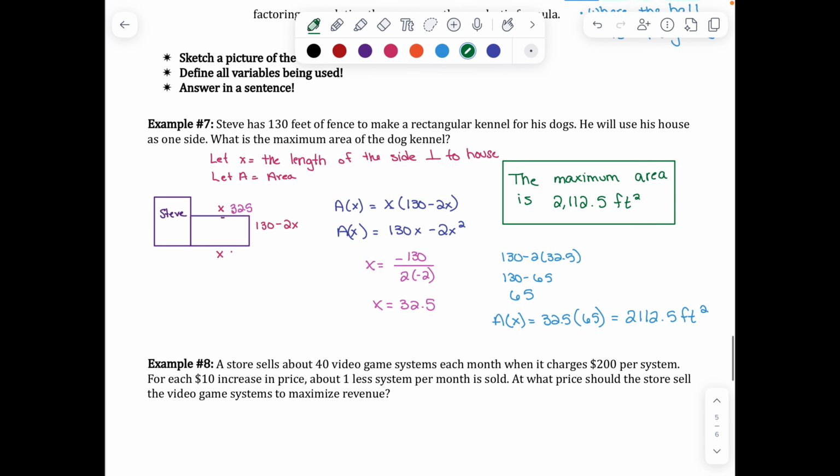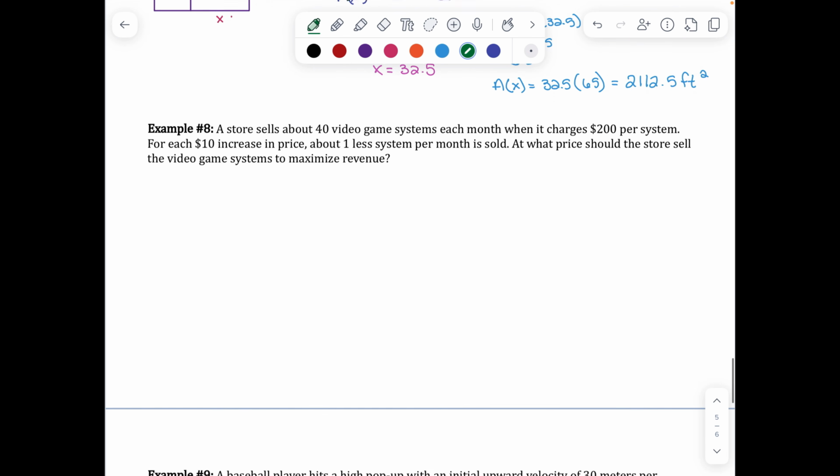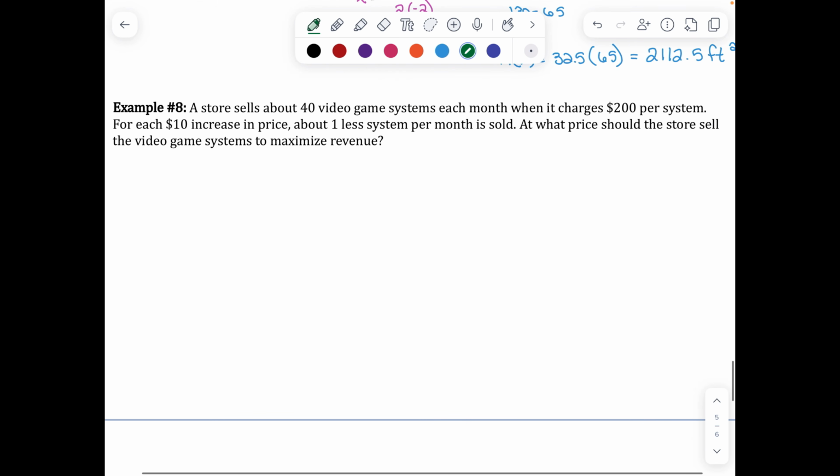Okay, let's go ahead and look at the next one. So the next one is a revenue problem. A store sells about 40 video game systems each month when it charges $200 per system. For each $10 increase in price, about one less system per month is sold. At what price should the store sell the video game systems to maximize the revenue? So I'm going to let x equal the thing that is changing. So we have the $10 increase in price. So we're going to let x equal the number of $10 increases.